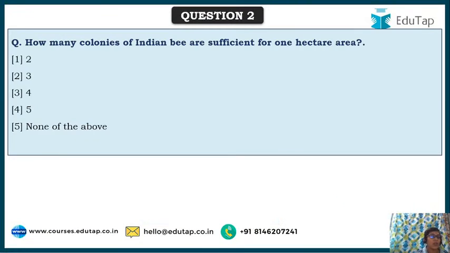Let's go to the next question, which says, how many colonies of Indian bees are sufficient for 1 hectare area? Last week we did beneficial insects, and this question is from one of the NABARD model bankable projects on apiary. Bees are also cultivated for cross pollination of various cross-pollinated crops. We have some 4 to 5 species of Indian bees which we have already discussed. The question is how many colonies are sufficient for the foraging they can do on 1 hectare area.